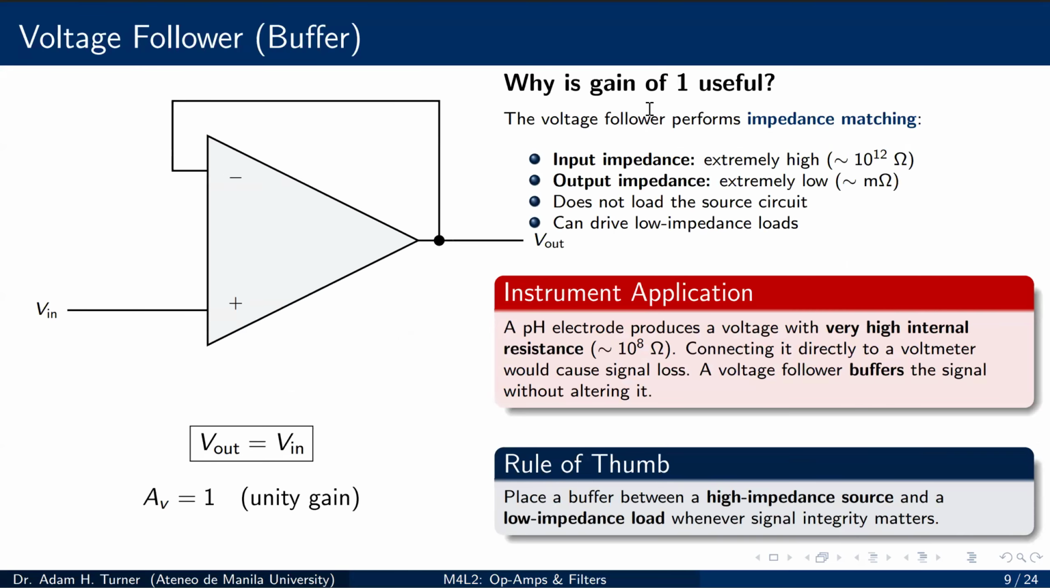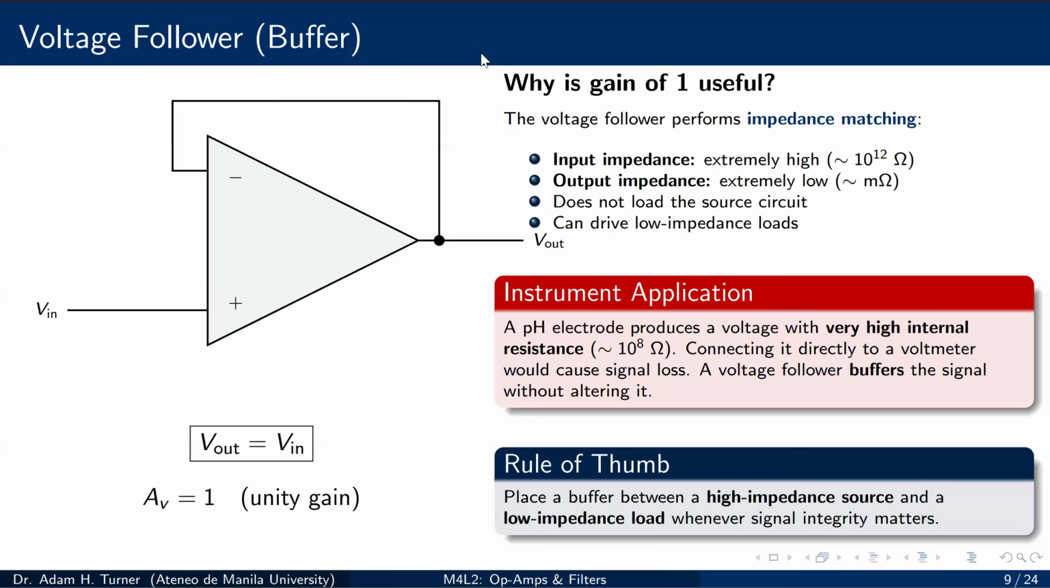So the next one then is the buffer or the voltage follower. This is a special case of the non-inverting amplifier where RF is 0 and R1 is infinite, meaning the output is connected directly back to the inverting input with no resistors at all. The gain is exactly 1. V out equals V in. So why is this useful? It seems like it doesn't really do anything.